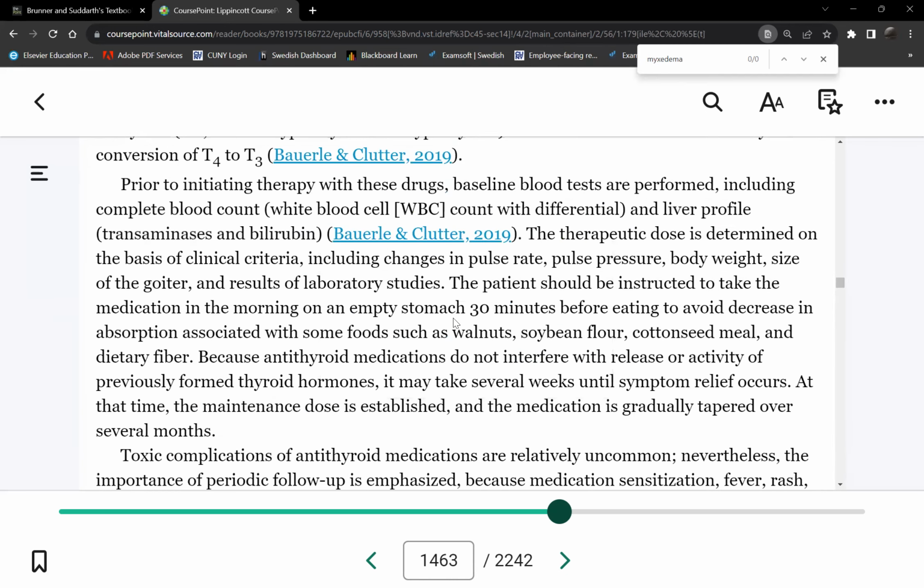Now, let's look at how the drug works. Thionamides prevent iodine from binding in the thyroid gland. Therefore, no iodine. Can they produce T3, T4? No. So that's how the drug works. How does the drug work again? It prevents iodine from binding in the thyroid gland. So therefore, no iodine binding, no T3, T4.